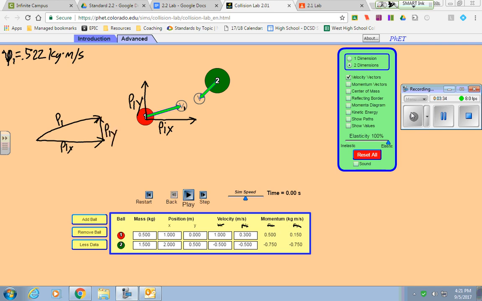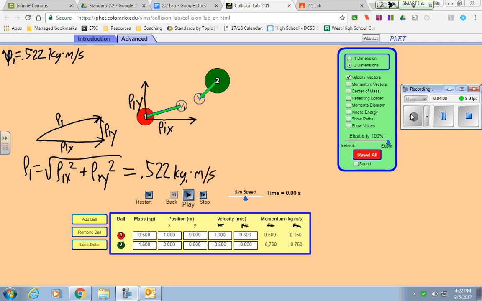Again, the Pythagorean theorem, so p1 is going to equal the square root of p1x squared plus p1y squared. And we can solve for that. And when we solve for that, we get our momentum to equal 0.522 kilograms times meters per second, which if you look, these two numbers right here are the same.